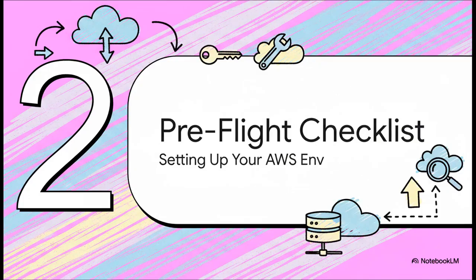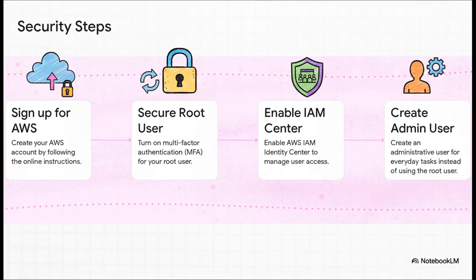All right, before any plane can take off, the pilot has to run through a pre-flight checklist. For us, that means getting our AWS environment set up securely. And trust me, this part is super important for a safe trip. First things first, you'll need an AWS account. The second you have it, your number one priority is to secure the root user.